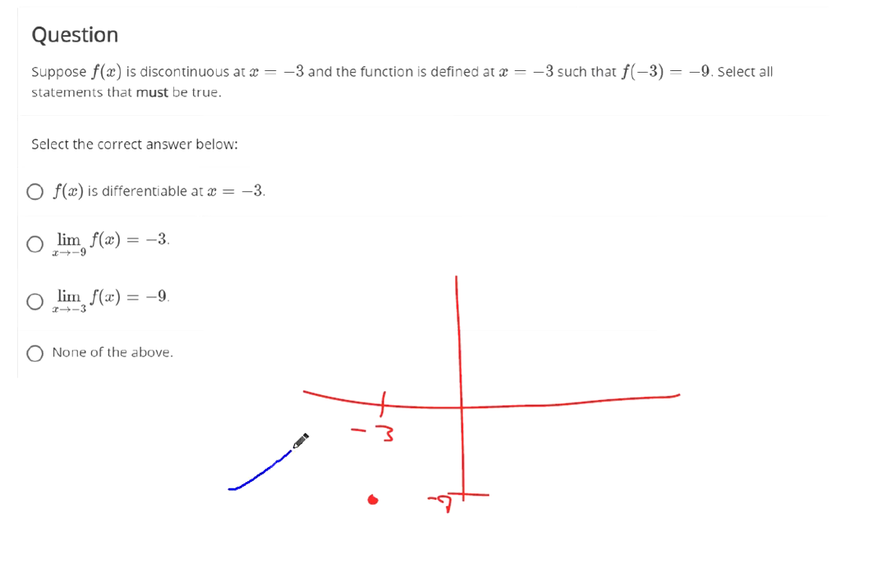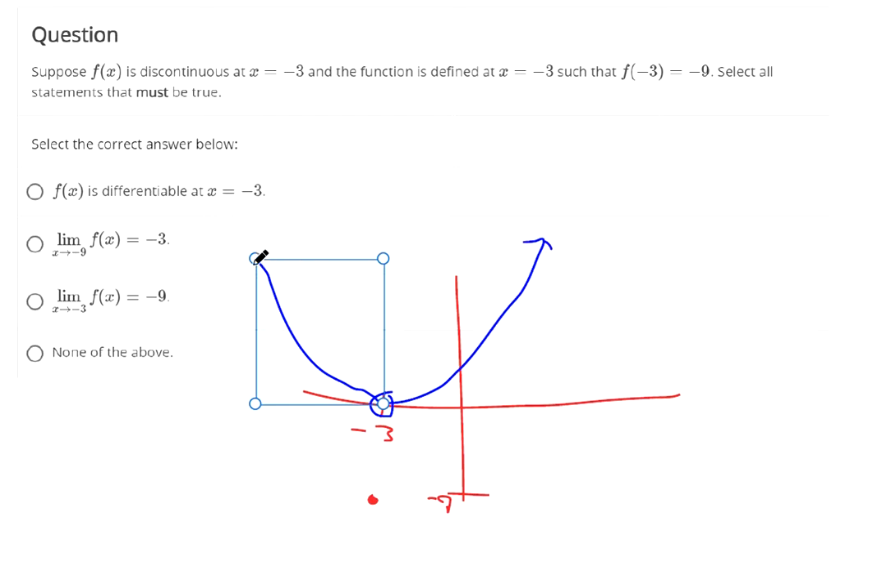It could be doing something like this, and then it's an open circle, and then it starts up like this again. The function could be like this. No, sorry, it could be like this. Open circle, then like this. So those are two very different things, okay?